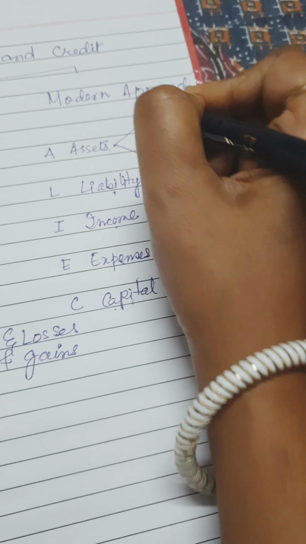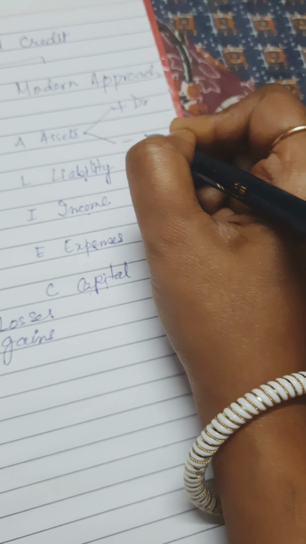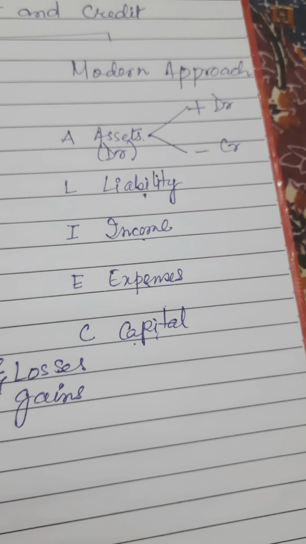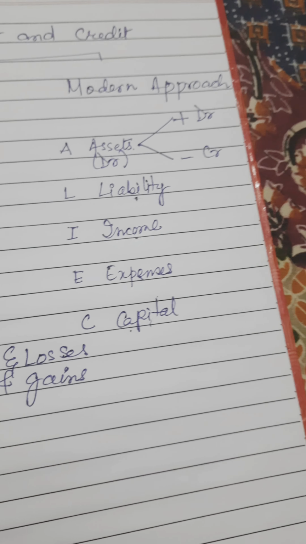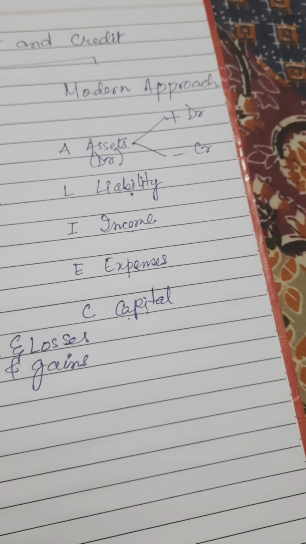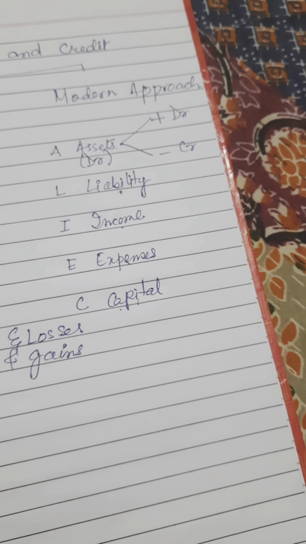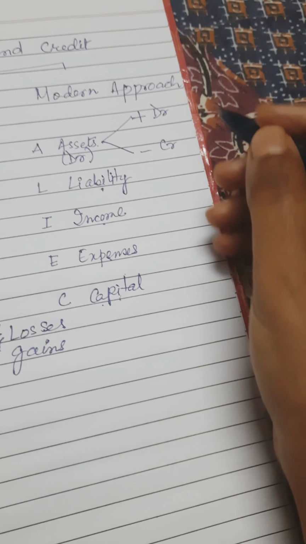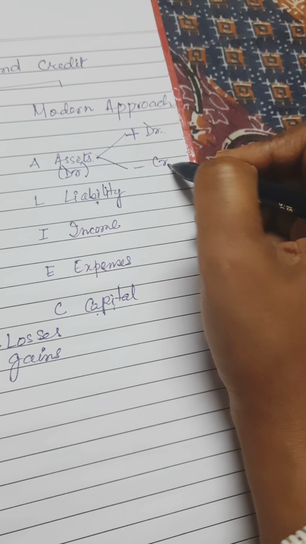Now what's the rule? If there is an increase in asset, you have to debit. If there is a decrease in asset, you have to credit. And asset has a debit balance. So an asset always has a debit balance. What is this debit balance? You will understand later, but for the time being, it means that when you have the closing balance of an asset, it will always be a debit balance. Let's not go into it. Let's just understand today what the rules are. So if there is an increase in asset, you will debit. If there is a decrease in asset, you will credit.